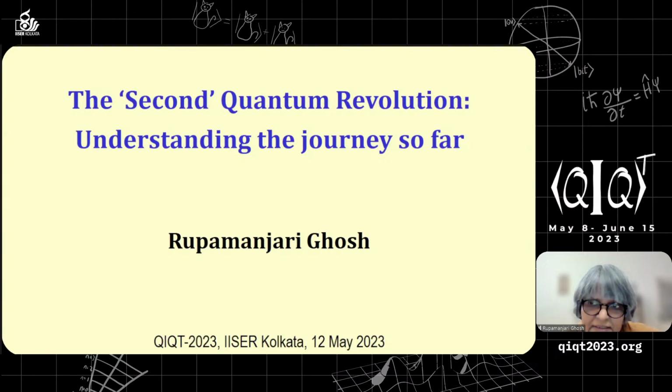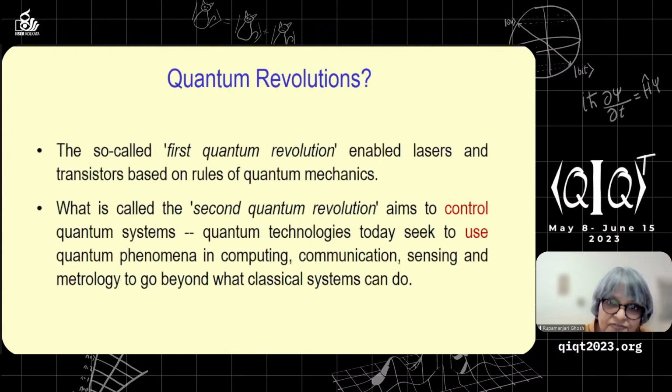So last year, I talked about what is called the first quantum revolution, more or less. It basically talks about, the nomenclature you may or may not agree with, I don't. But that's what people call the first quantum revolution, which enabled lasers, transistors, for example, and they're based on rules of quantum mechanics. So in the second quantum revolution, we aim to control quantum systems.